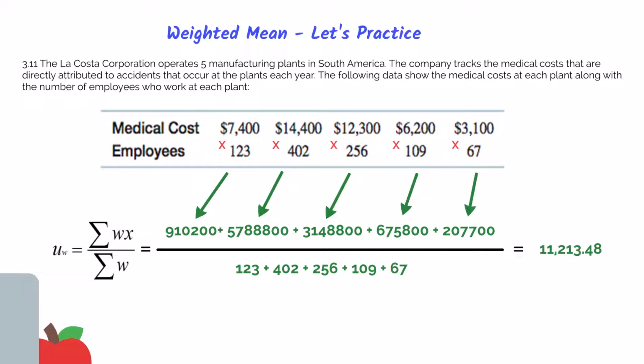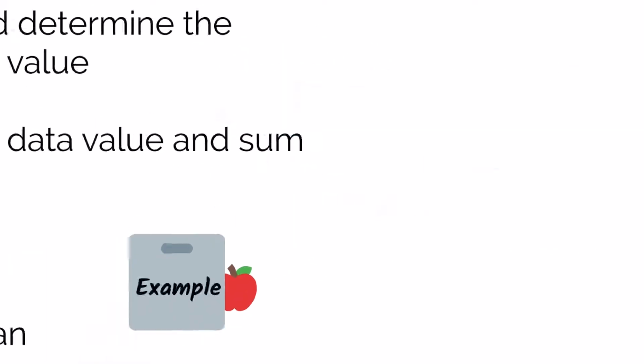This makes a lot of sense since the plants with more employees would more likely have more medical issues. The weighted average takes this into account by being weighted by the number of employees, versus the simple average of the medical cost of all plants.